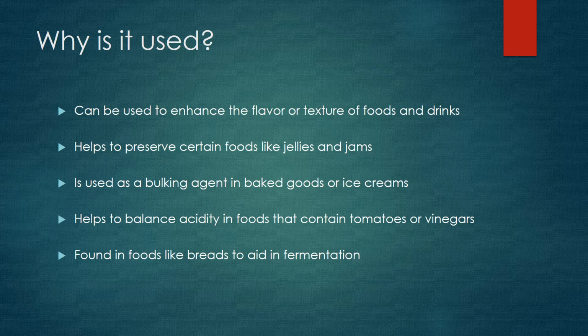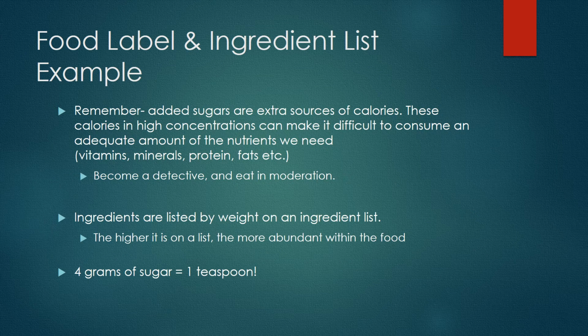This topic discusses ways to reduce excessive calories from foods that contain added sugars. Predominantly, these foods are milks that are sweetened, sweetened yogurts, candies, and sugary beverages. So remember, added sugars are extra sources of calories. These calories, in high concentrations, can make it difficult to consume an adequate amount of the nutrients that we need. So the main objective here is to become a detective and try to eat these added sugars in moderation.